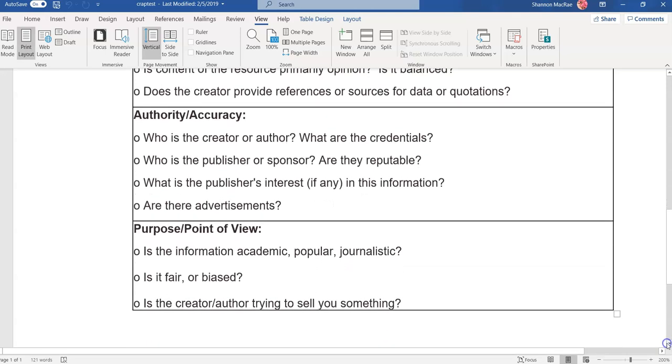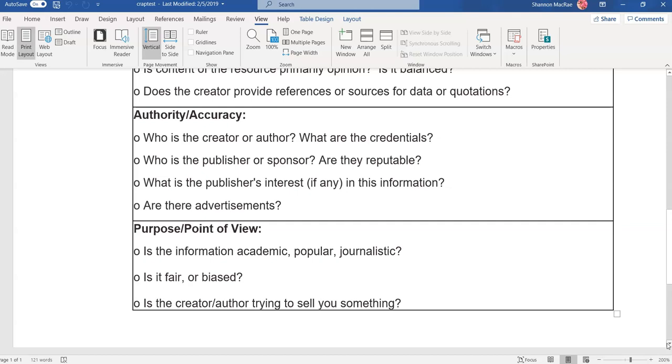You also want to consider the purpose or the point of view. What is the reason that this particular author or authors have put out this information? Do they have an agenda? Is it fair, or is the information biased? Also, see if the creator or author is trying to sell you something. Are they trying to sell you a particular medication? Are they trying to sell you a particular device or treatment protocol? If so, be very, very cautious because, again, their information may be biased towards trying to change your opinion about their particular product. Really, it all comes down to common sense.